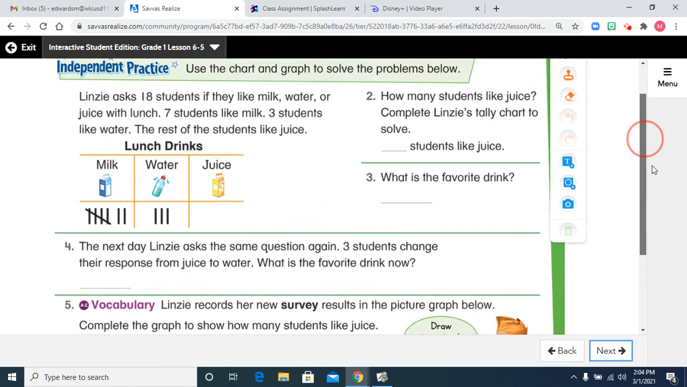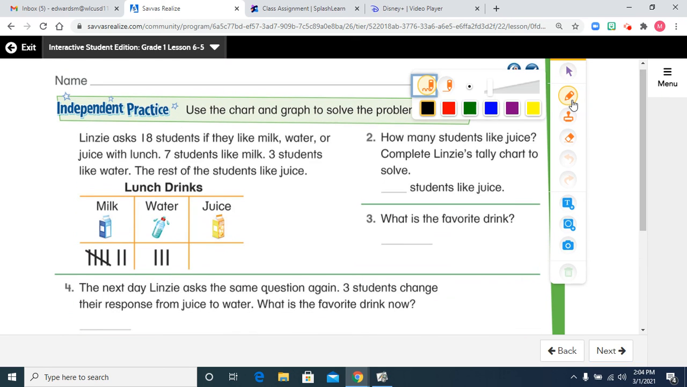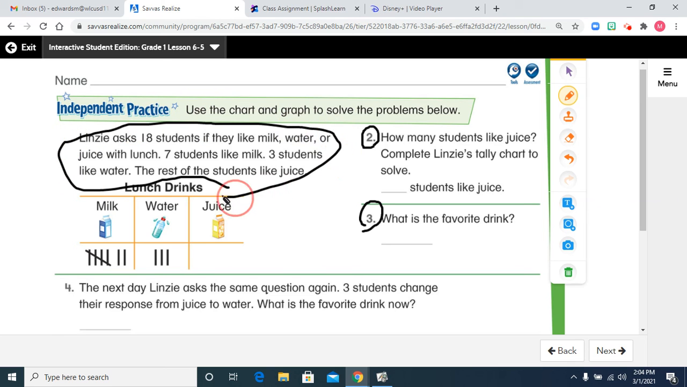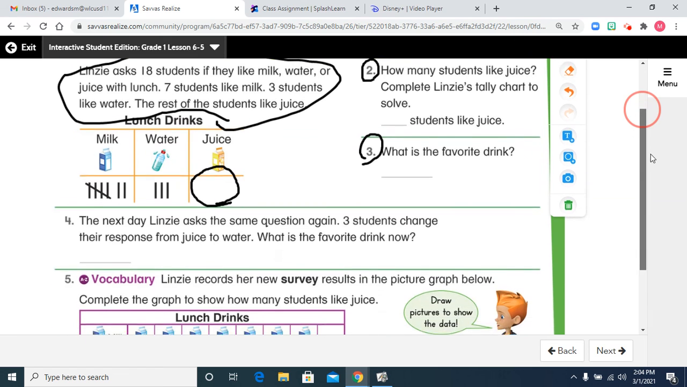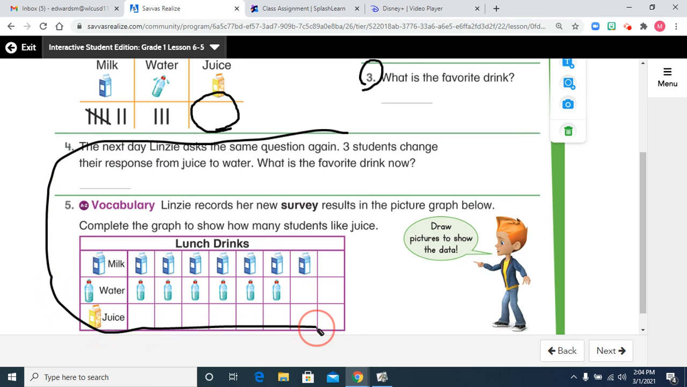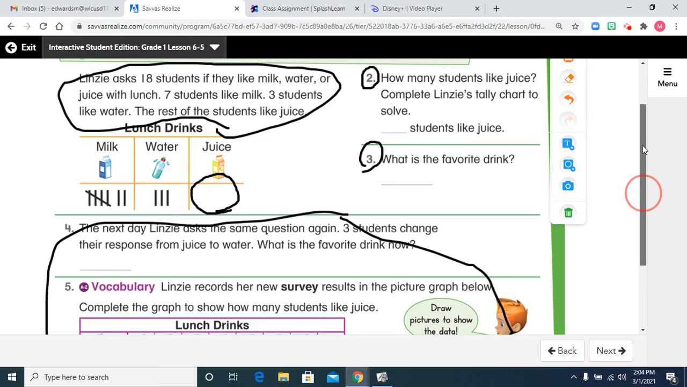I want you to do numbers 2 and 3. And you actually have to read this first and fill in the rest of the tally chart. All right. Now, if you would like to try the bottom two, 4 and 5, you can. It's up to you, but I want you to do the top for sure.